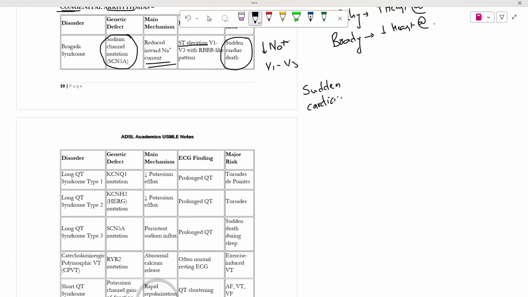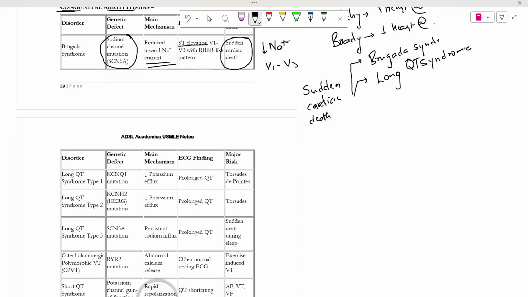sudden cardiac death. Usually you will find this in children, where the child is otherwise fine, and suddenly one fine day the child dies without any other reason. There is no asphyxia, etc. So one of the important causes is Brugada's syndrome. The other cause is long QT syndrome. These two things you have to keep in mind.